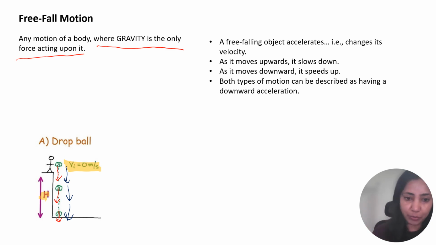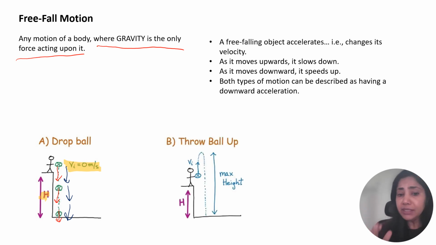Now, the second case that we can take is when we throw the ball up. If we are throwing the ball up, we are going to throw it with a certain velocity vi. So this velocity vi is not zero, it has a certain value, and the person is again standing at a certain height. Now we'll see how the velocity and acceleration vectors change in this case.